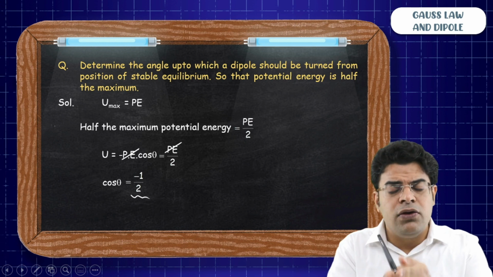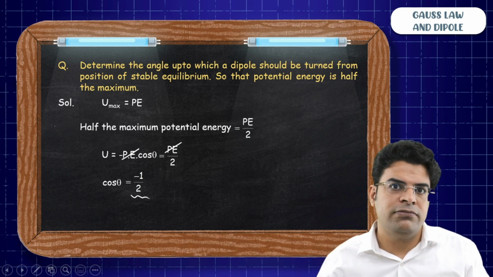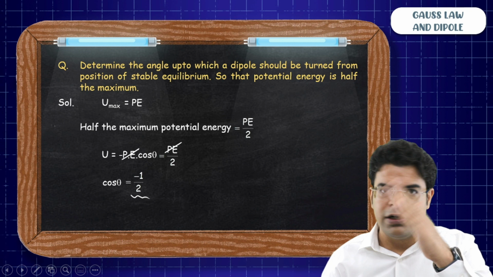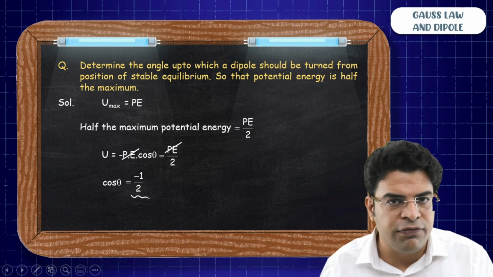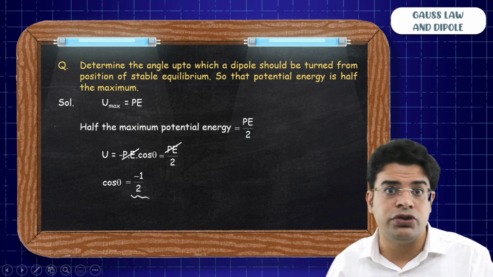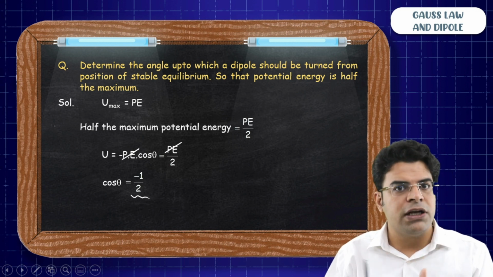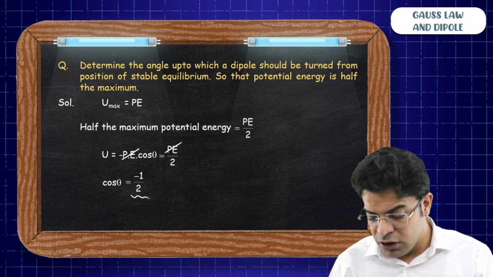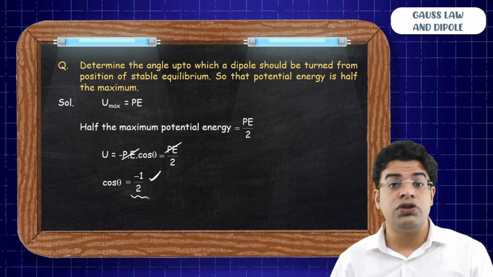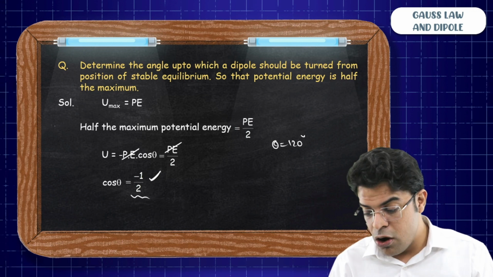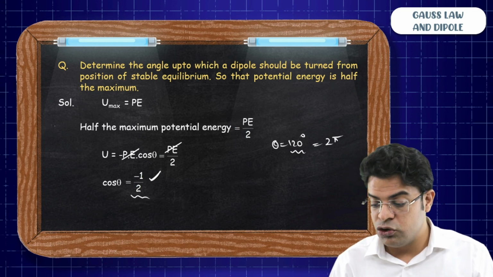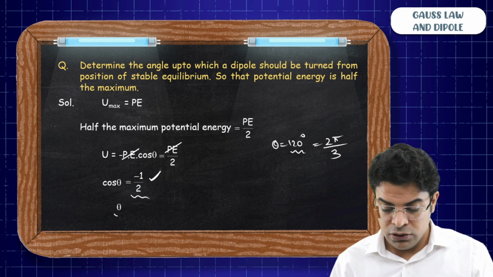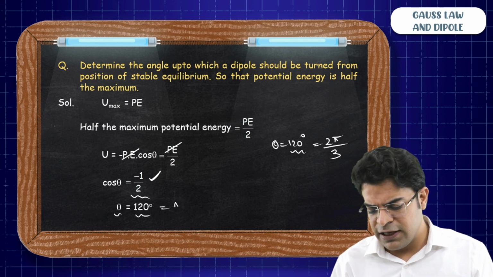For which value of theta is cos theta minus half? In the first quadrant cos theta is positive, so definitely here we are looking for an obtuse angle. Cos theta is minus half for theta equals 120 degrees, or 120 degrees can also be written as 2 pi by 3. So theta has to be equal to 120 degrees, or 2 pi by 3.